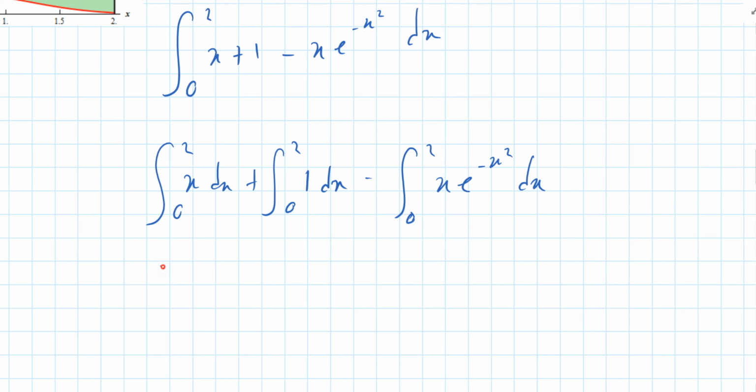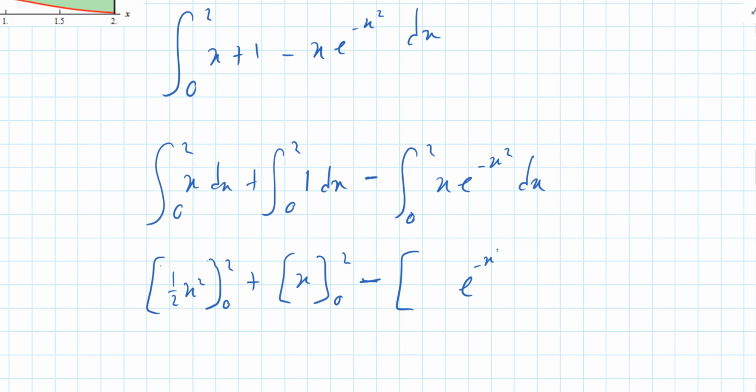Alright, so this first one here would be a half x squared, table brackets from 0 to 2, plus x from 0 to 2, minus, make sure you don't lose that sign. Strictly speaking you haven't been taught and don't have to know how to integrate this one, but you can sort of imagine that e to the minus x squared has come from another e to the minus x squared, so imagine differentiating. And then if you were going to differentiate this, it would throw out a minus 2x.